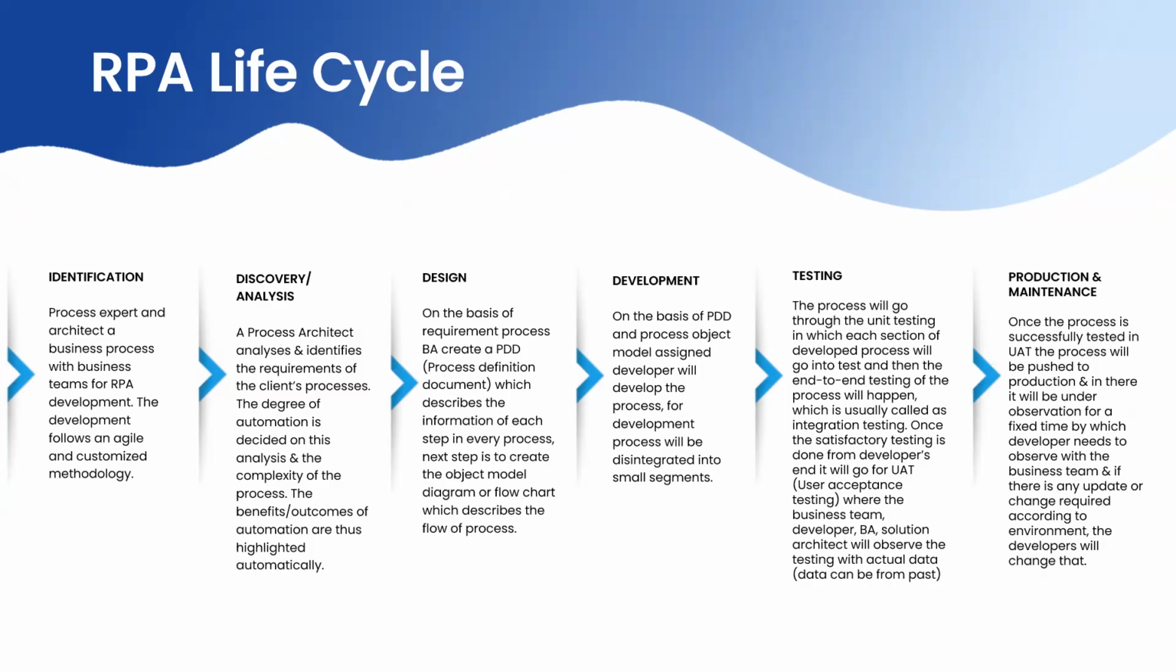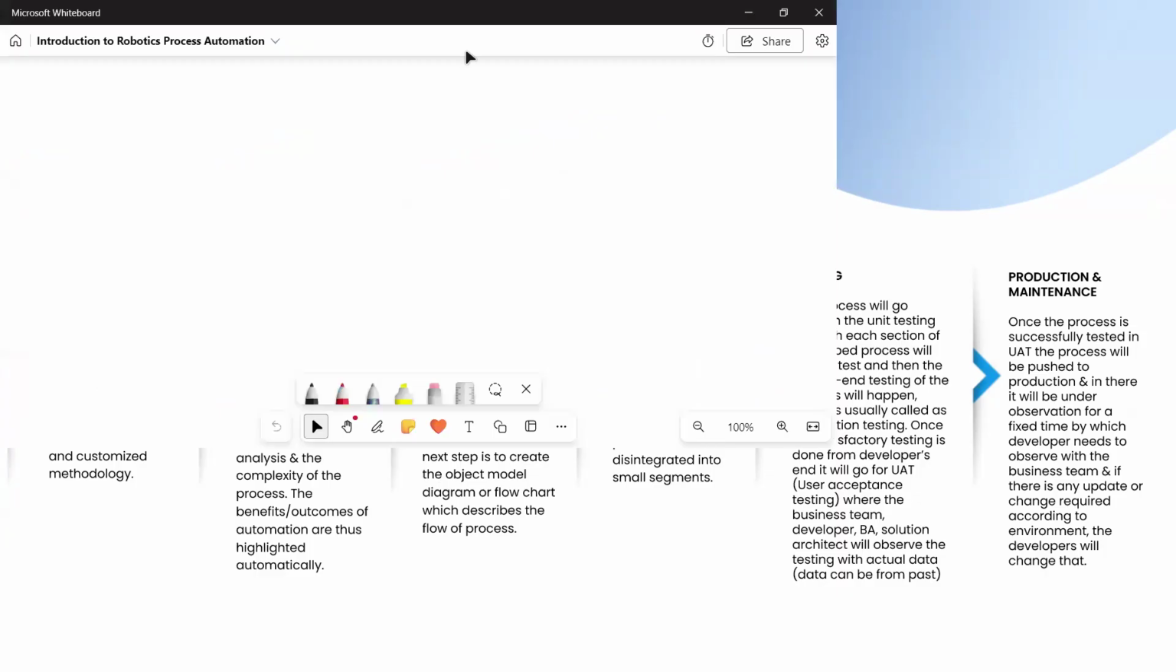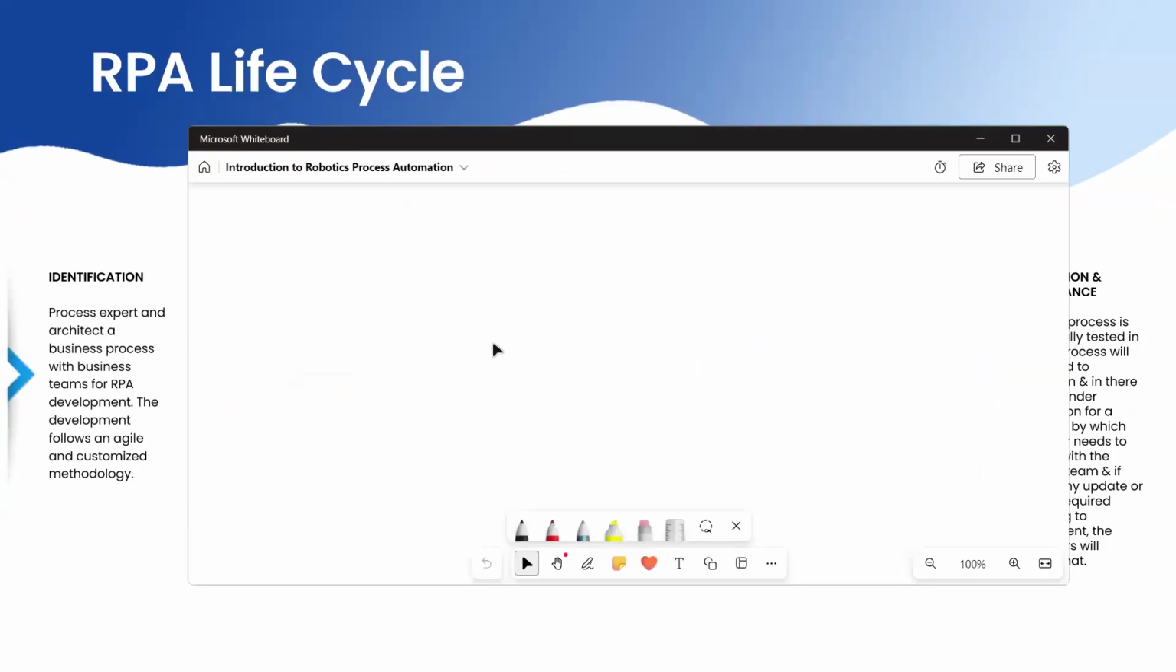Okay. So let me help you understand with a little bit of my pen and pencil, right? How does it start, basically? How does our automation journey start? So first is called identification. This is the first stage where identification of the process will happen.